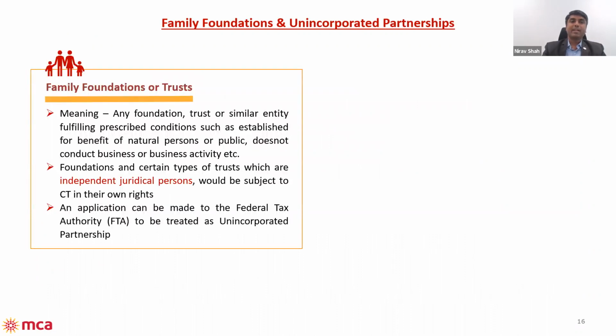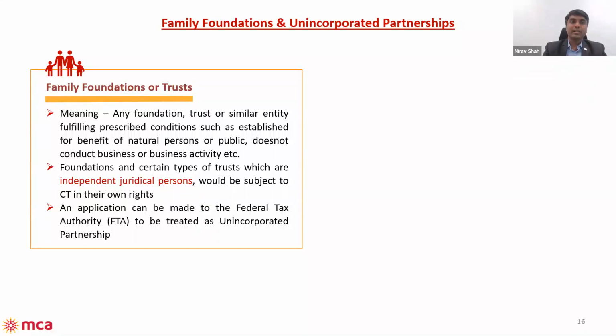Now, taxability of family foundations or trusts. We see a couple of family foundations and trusts in the RAK ICC. So what will be the taxability of those trusts? As per the corporate tax law, trust means any foundation or trust or similar arrangement fulfilling the prescribed conditions, such as being established for the benefit of a natural person or the public, and not conducting business or business activity. These are the key conditions which need to be fulfilled.